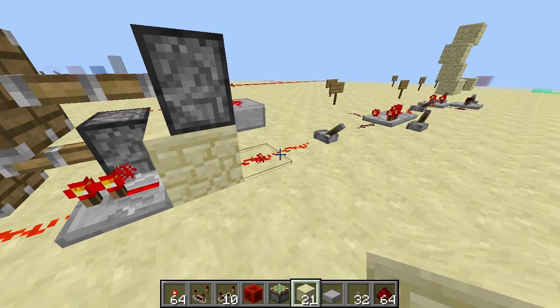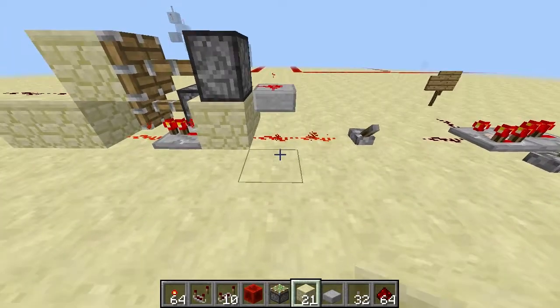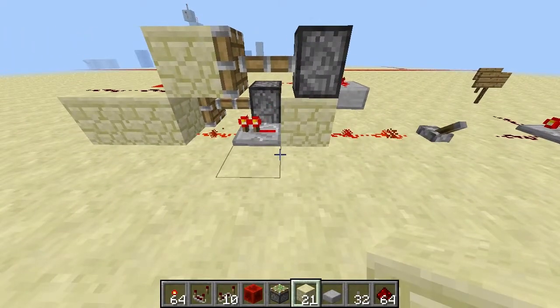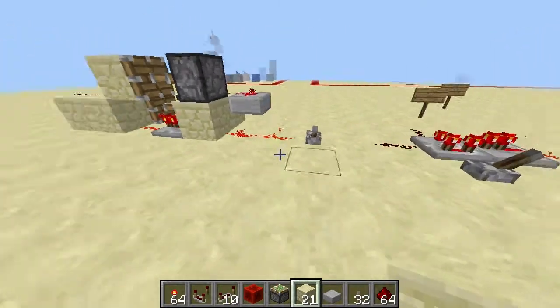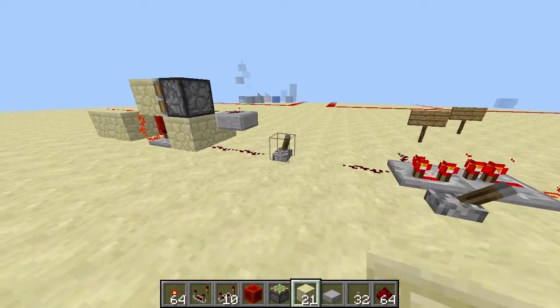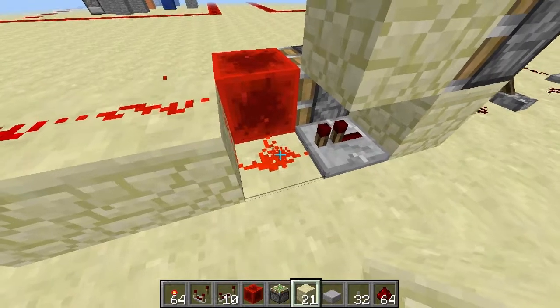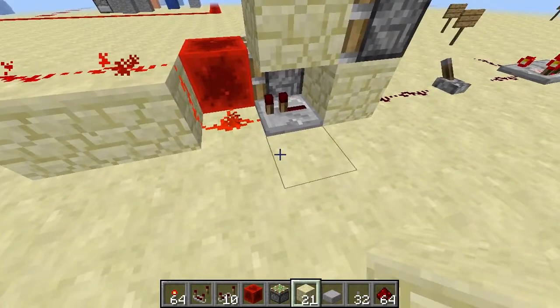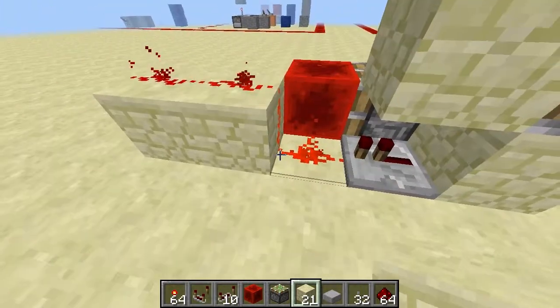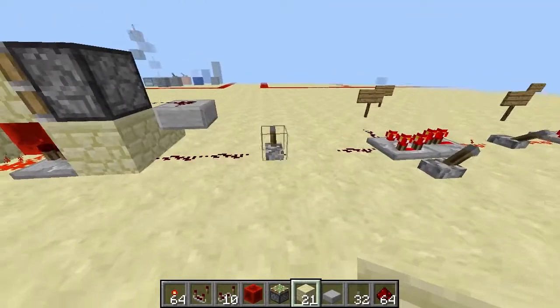It will continue to power the output for 2 ticks. Is that before it turns off? But by that time, the block of redstone has arrived back in its original position to continue powering the output. Well, you're not going to be able to see that anyway, but it didn't look like it. It's very hard to see though.